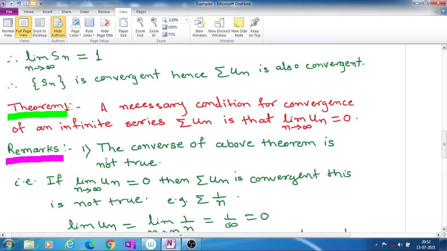We have seen that the convergence or divergence of the series depends on the convergence or divergence of the sequence Sn, that is, the sequence of partial sums.